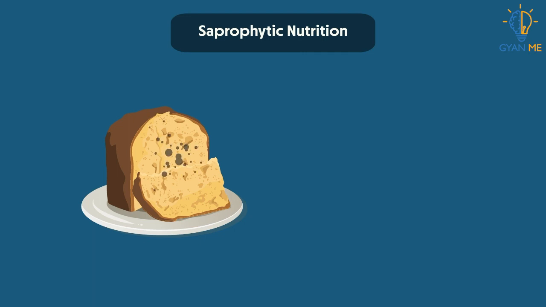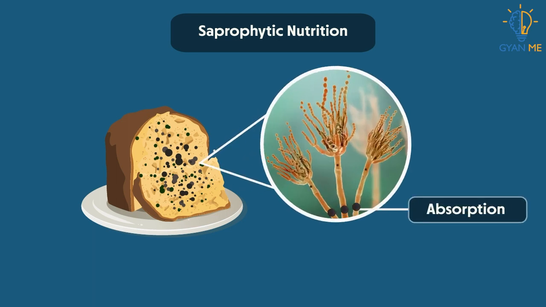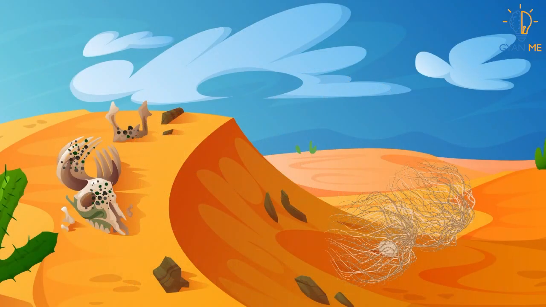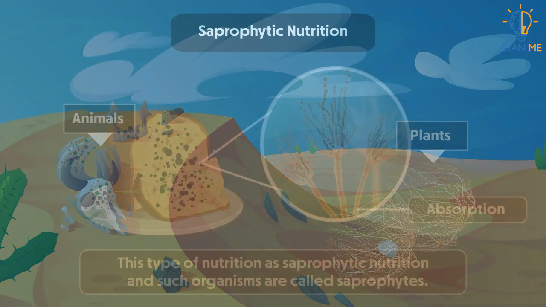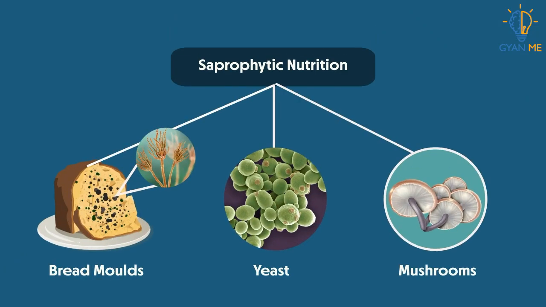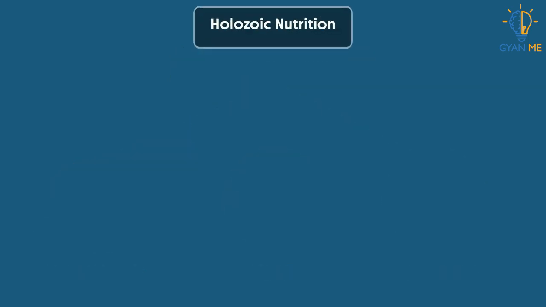First, let's see what saprophytic nutrition is. Students, some organisms break down the food material outside their body and then absorb it. We call this type of nutrition saprophytic nutrition, and such organisms are called saprophytes. Saprophytes derive their nutrition from dead and decaying plants and animals. Examples of saprophytes are fungi like bread molds, yeast, and mushrooms.